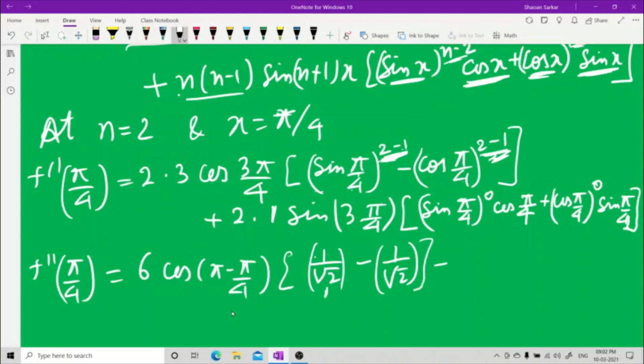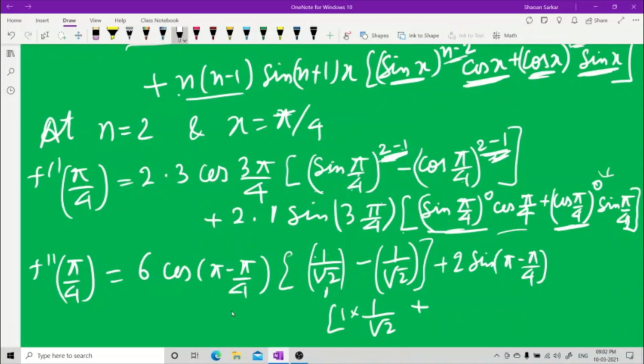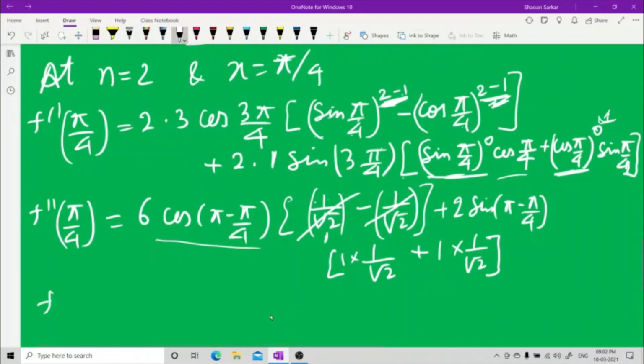So plus 2 sin pi minus pi by 4, in this bracket this is 1, anything to the power of 0 is 1, and cos pi by 4 is 1 by under root 2, plus this is into 1. This is again 1 because the power is 0 here. Anything to the power of 0 is 1. So 1 into 1 by under root 2. So this will cancel out. This whole complete thing will become 0, and you will have f double dash pi by 4.